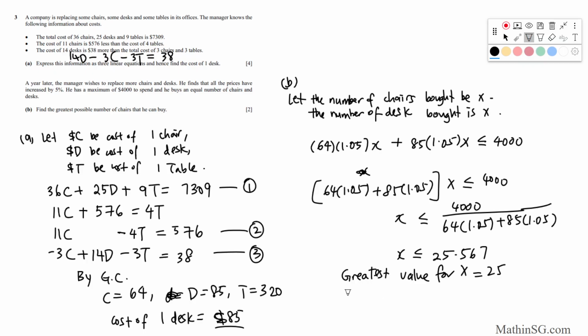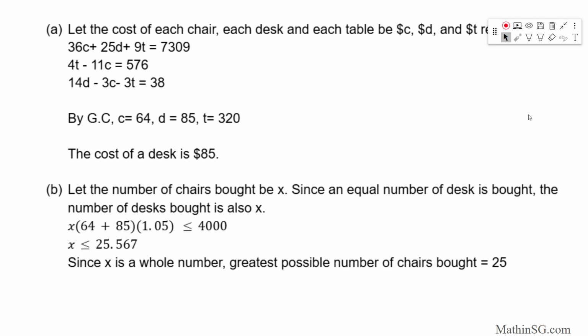So the greatest number of chairs he can buy will be equals to 25. Okay, because X refers to the number of chairs or dashboards, and the greatest value for X is 25. So the greatest number of chairs you can buy is 25. So in short, this is the working for this question here.